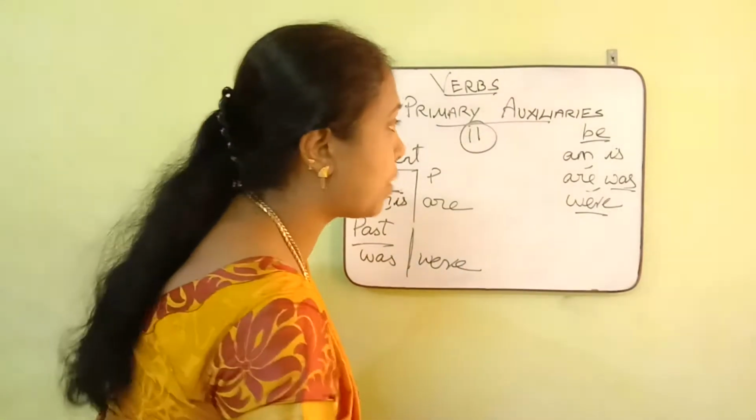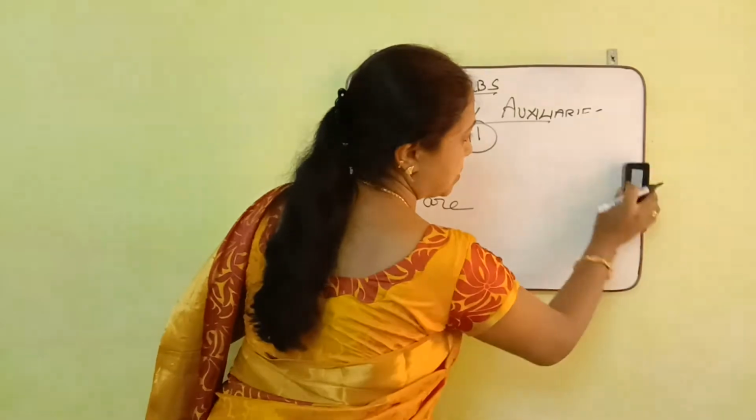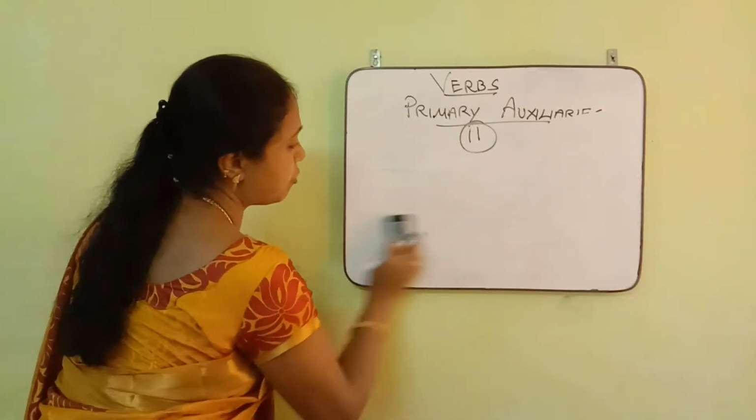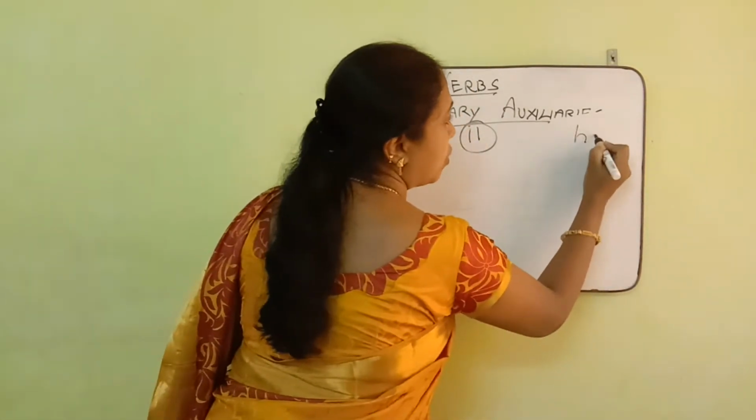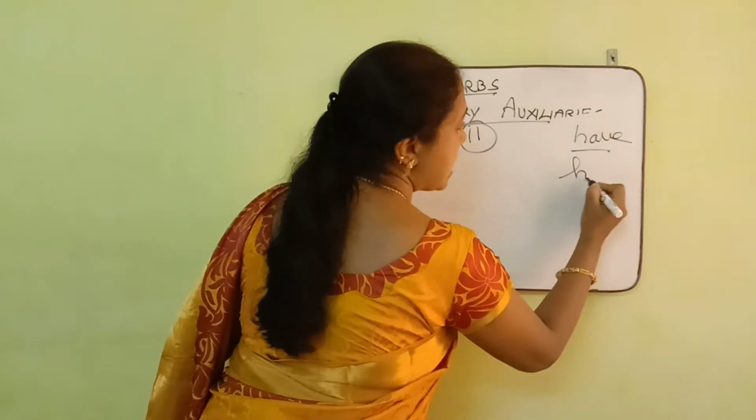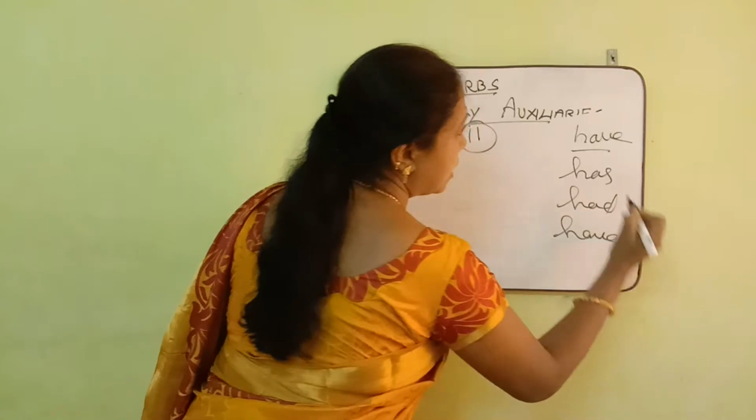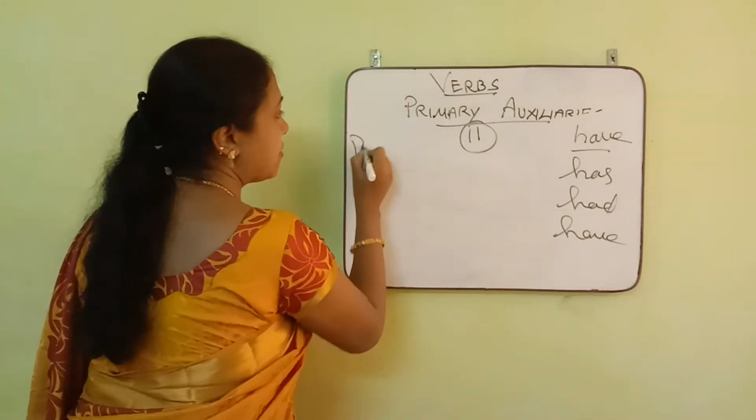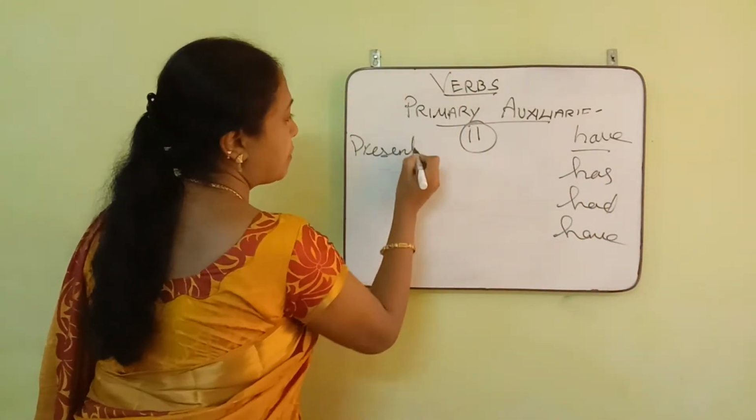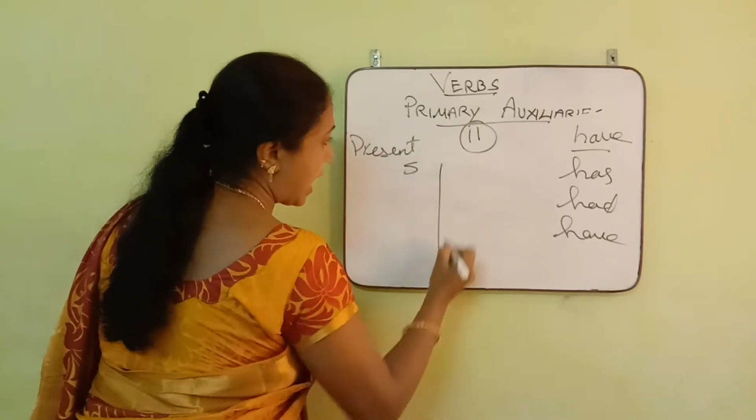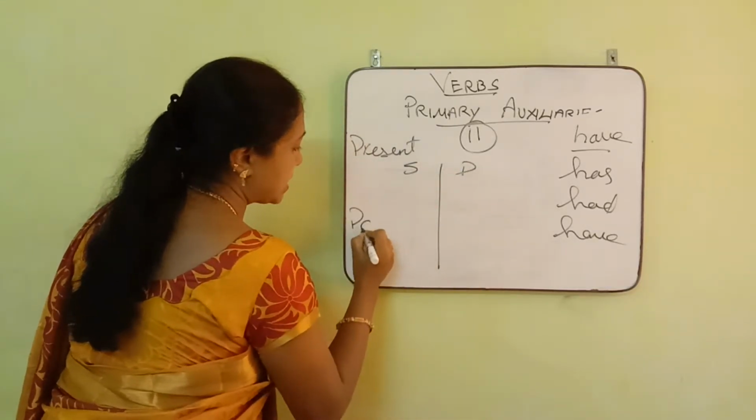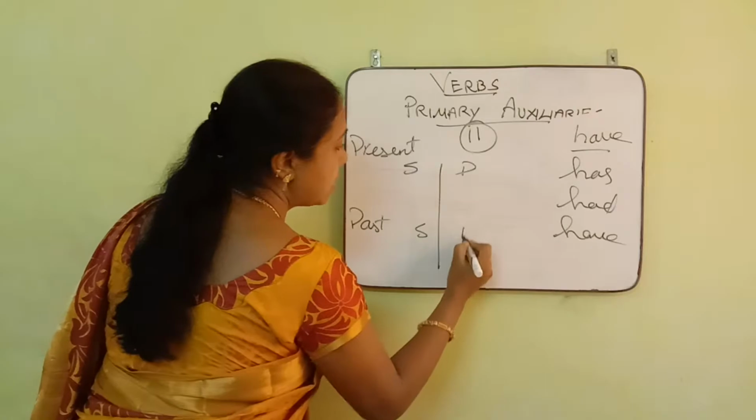Now let us go in for the have verb forms. What are the have verb forms? Has, had and have. Now these are the have verb forms. Again for present tense, singular and plural, and for past tense, singular and plural.